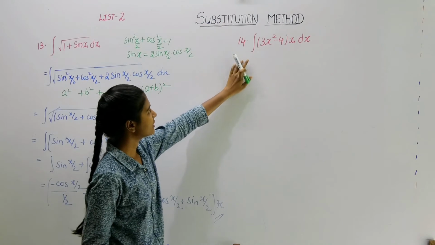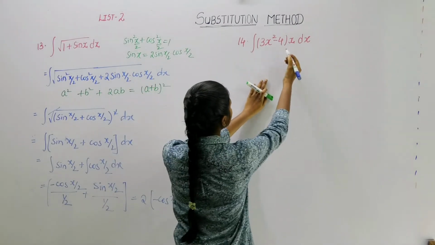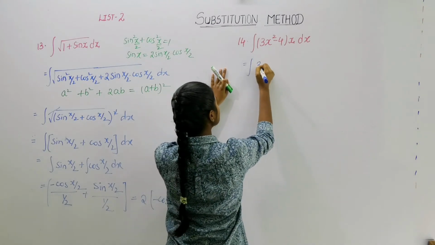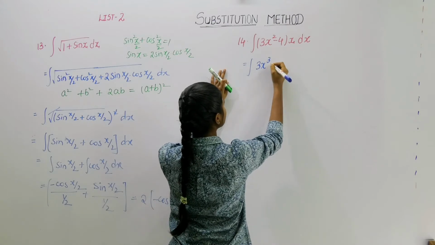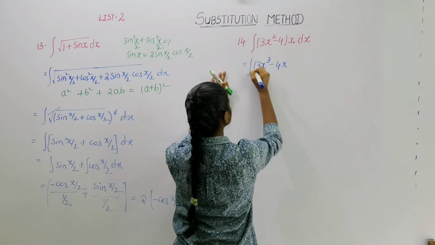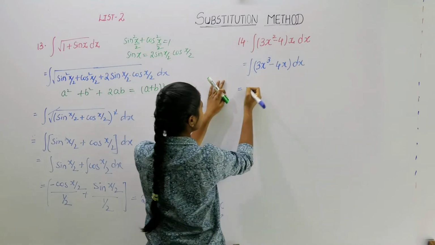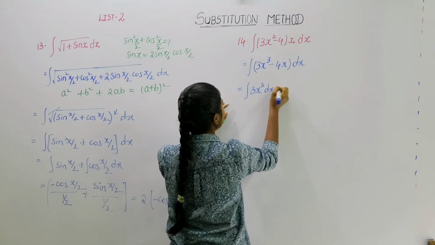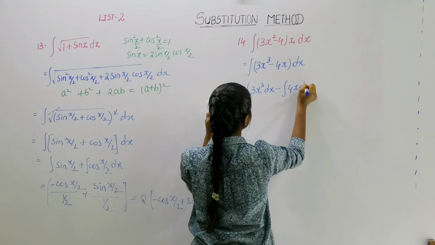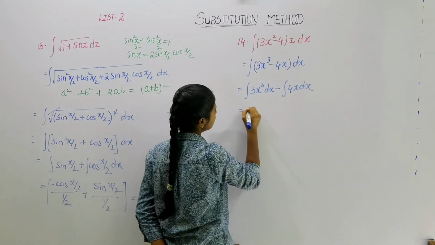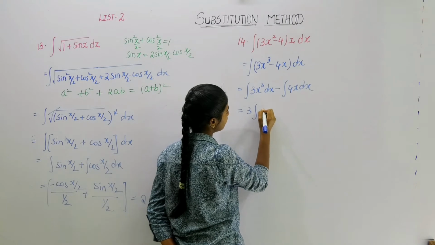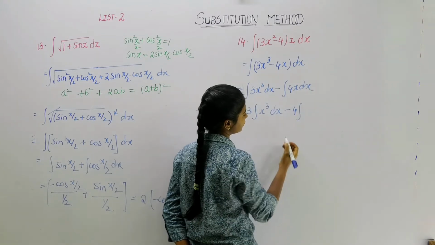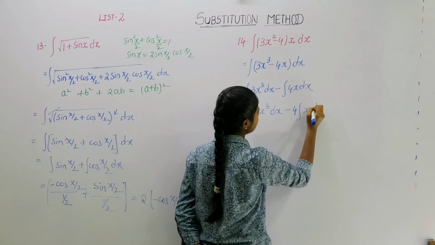Next, the 14th one, integral 3x square minus 4 into x dx. In the first step, I multiply this x in, and we have 3x to the power 3 minus 4x dx. Now, we separate integration for each term. We have integral 3x cube dx minus integral 4x dx. Here 3 is constant. Take it out of the integration: 3 integral x cube dx minus, here 4 is constant. Take it out of the integration and we have 4 integral x dx.